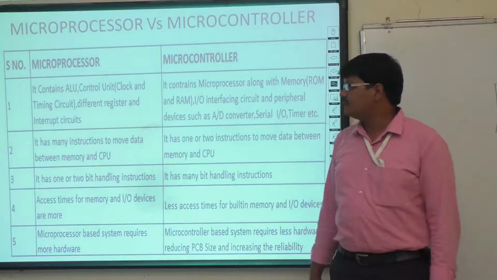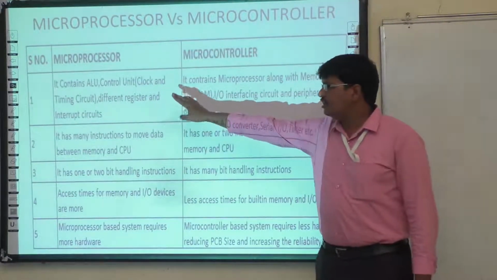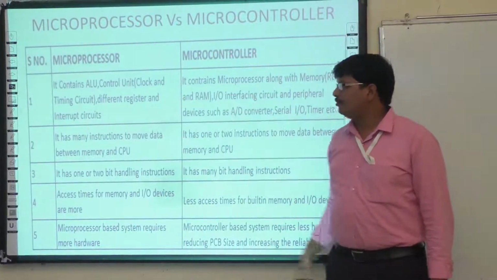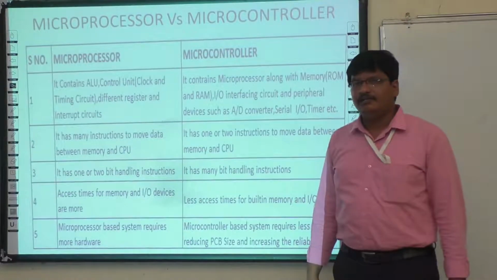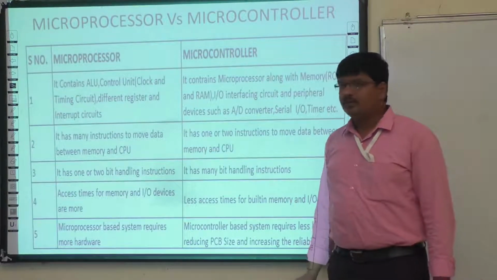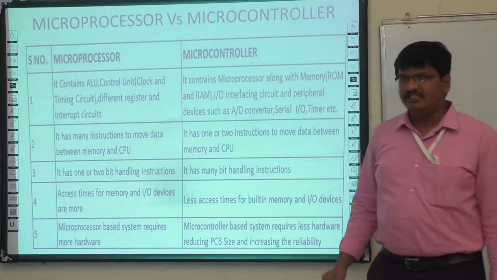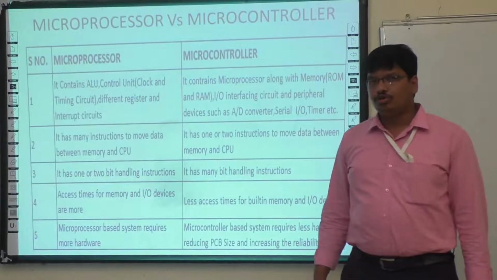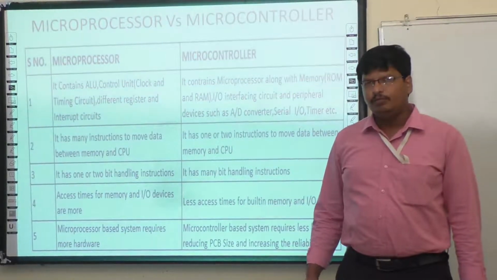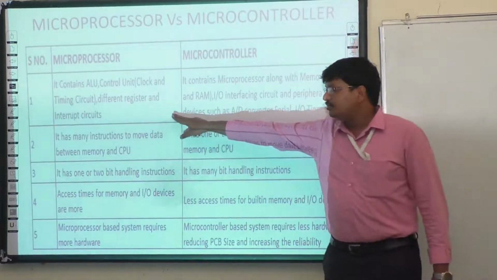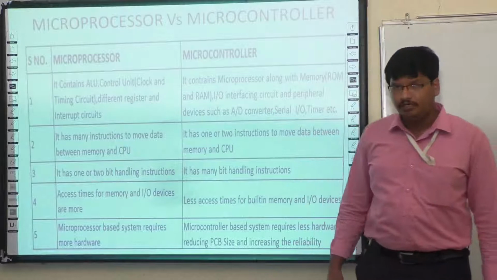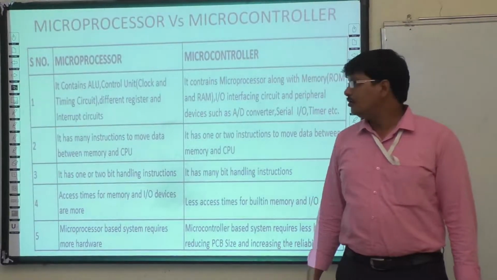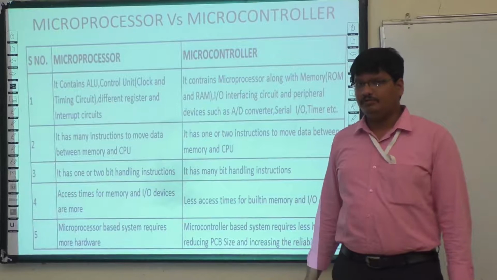Coming to the architectural difference. A microprocessor consists of an arithmetic and logical unit, which is called the ALU, apart from the control unit. The control unit consists of a clock and timing circuit, then different types of registers and interrupt circuits. This clock and control unit is used to synchronize the system with the existing external peripheral devices. It consists of different types of registers which are used to store the data, and whenever needed it can recover the data. Next one is the interrupt circuit. Interrupts are generally used for triggering. That is, whenever some program has to be called, we go for interrupt enabled instructions.